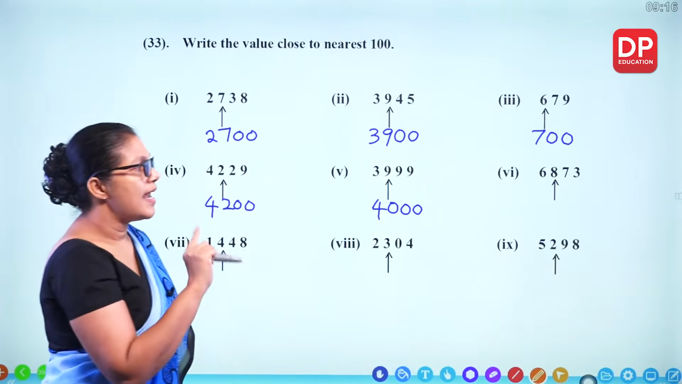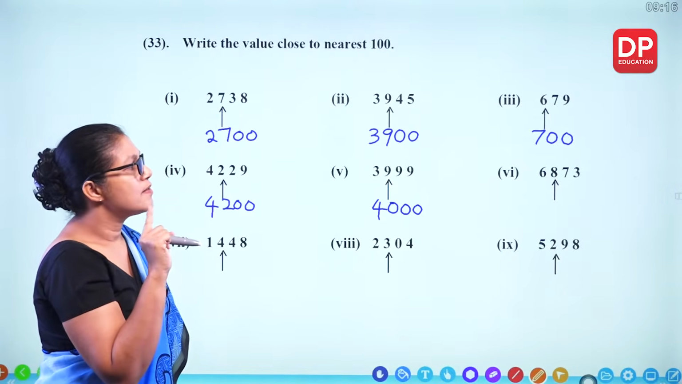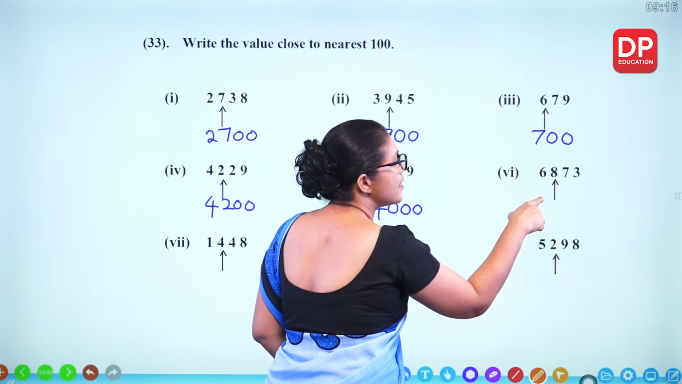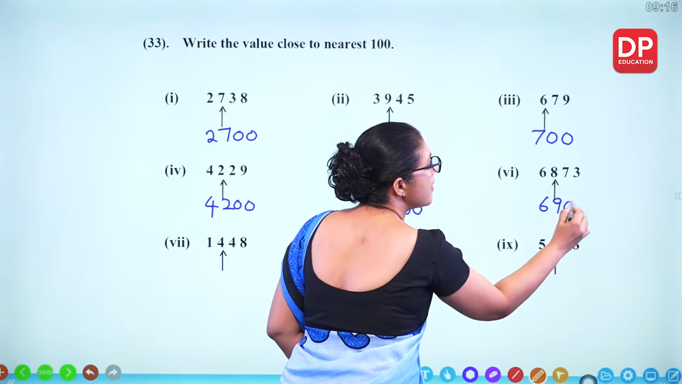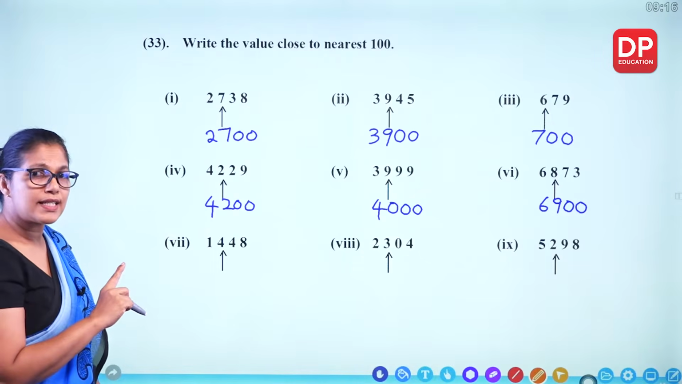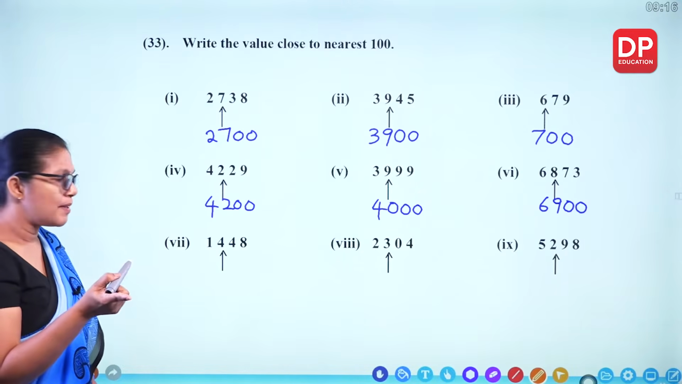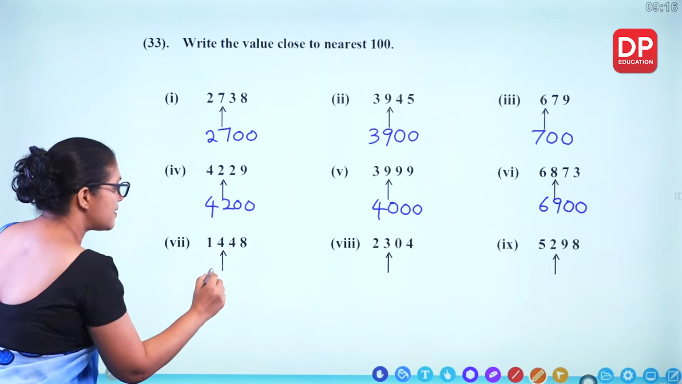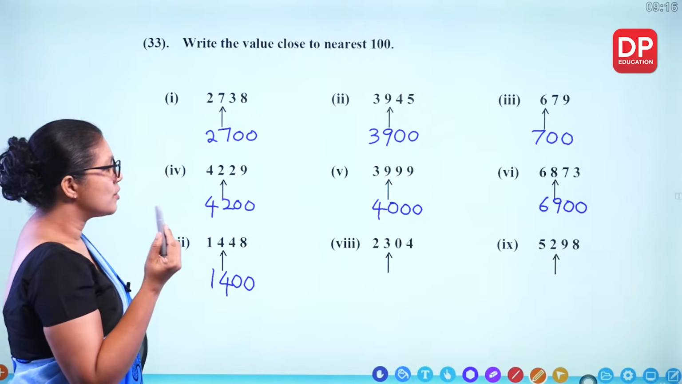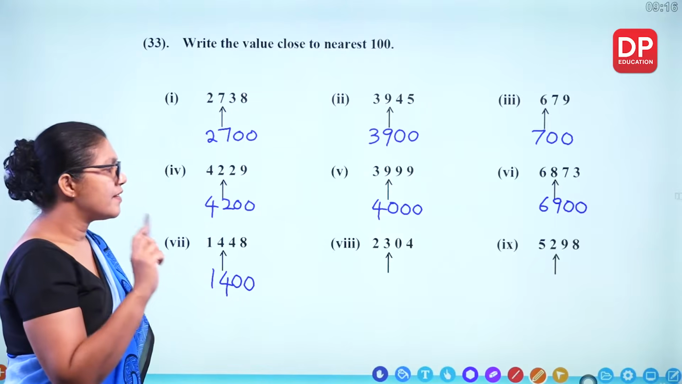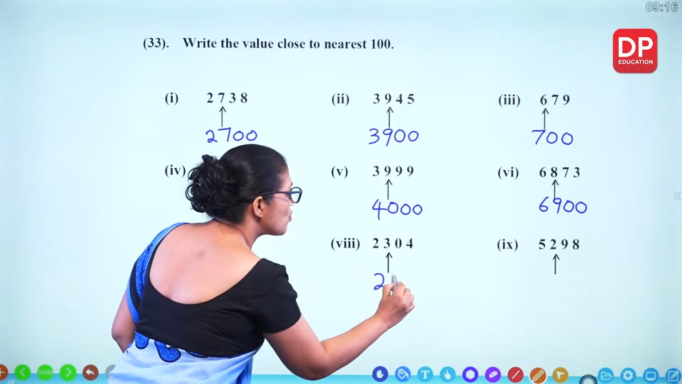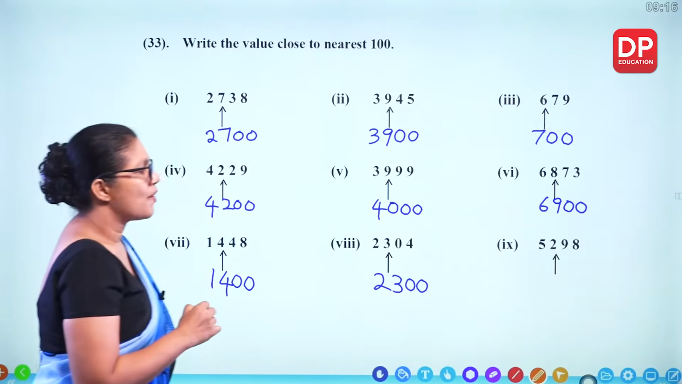6873. Is it 800 or 900? This is more than halfway, midway of 800 and 900. So this is 6900, the closest value. This is 448. 400 or 500? Midway is 450. This is less than that. So we take 400. Then 2304. Is it 300 or 400? This is close to 300. So 2300 is the closest value.